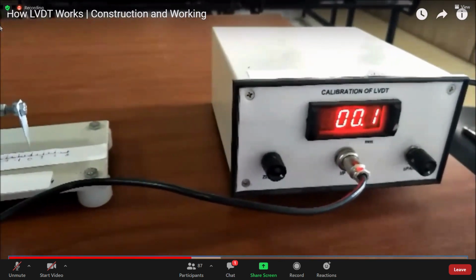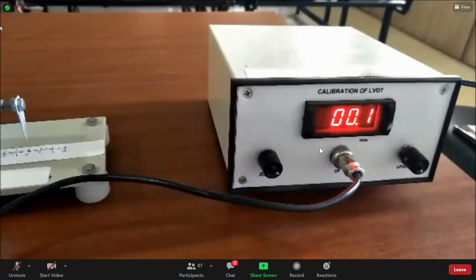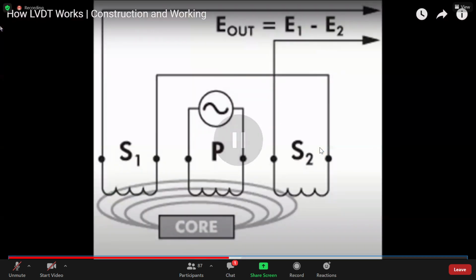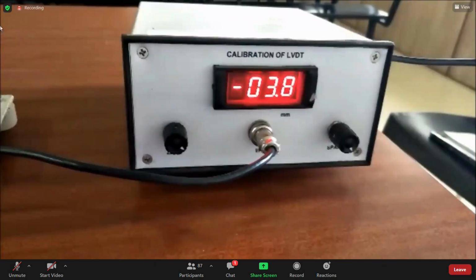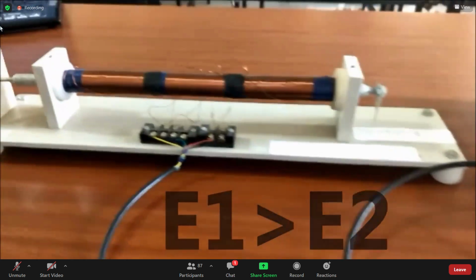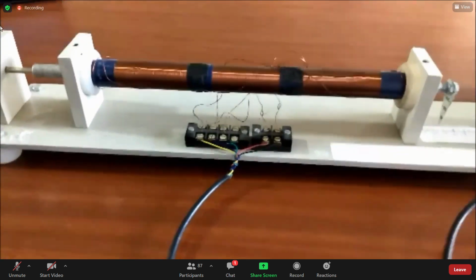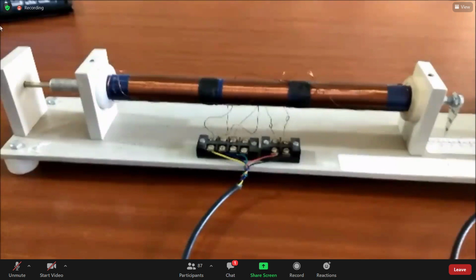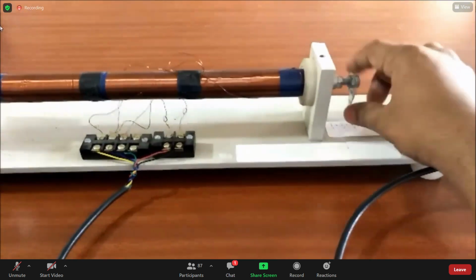A phase-sensitive detector is a useful circuit to work with the LVDT on the primary side. If you move the core towards the left-hand side, the core is producing magnetic flux, and the magnetic flux is near S1 because we have moved the core towards the left direction. Then the EMF voltage induced in secondary coil 1 is greater than the EMF induced in secondary coil 2. Therefore, the net output will give negative displacement.